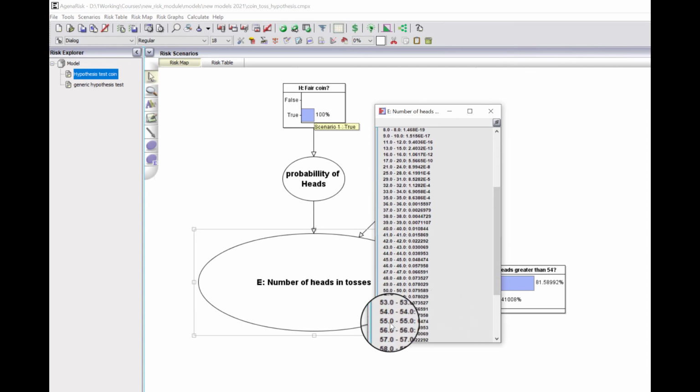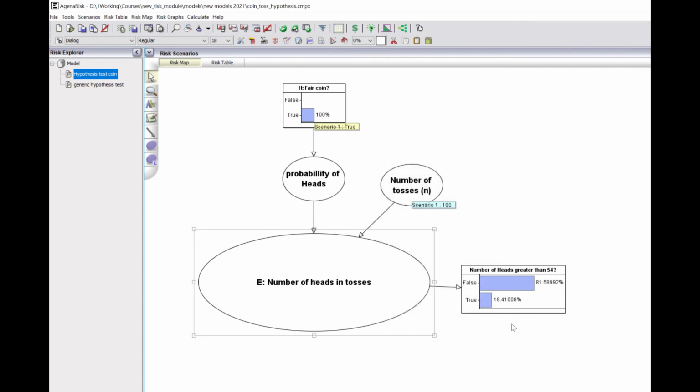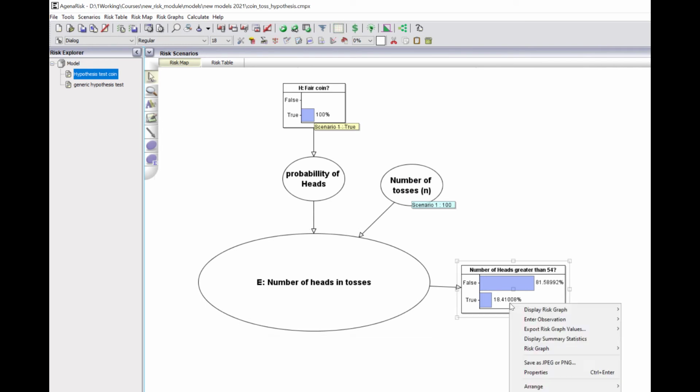And there you see the probability of getting exactly 55 is 0.04874. And the probability of getting a number greater than 54 is 18.41%.